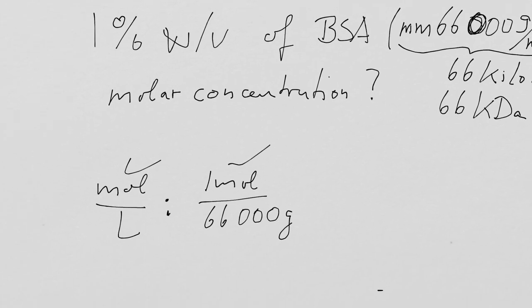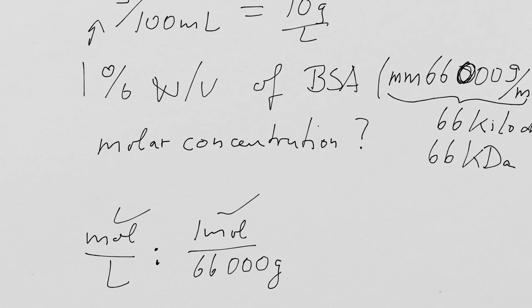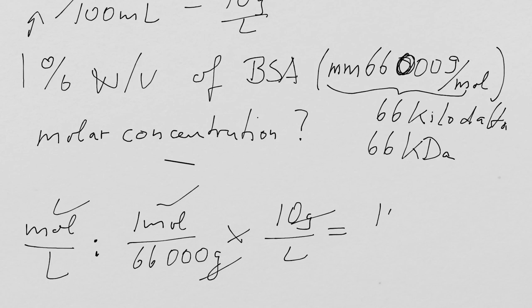And that's really all we need, because in order to get rid of the grams, we just do 10 grams per liter. What happens to the grams? Cancels out. And we have 10 over 66,000 mole per liter. And the rest, that is something for the mathematical infantry. I don't have a calculator here. Do you get the gist of it? Yeah? Dimensional analysis is your best friend.